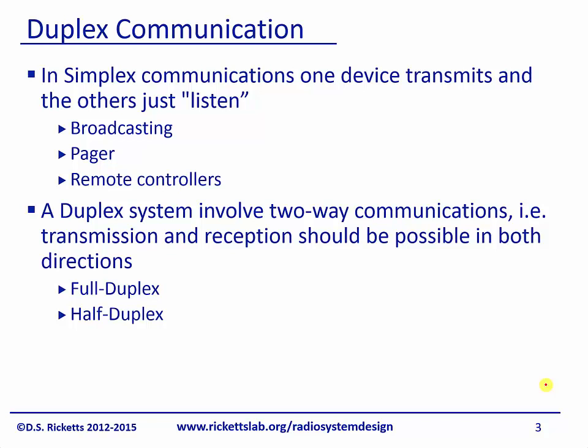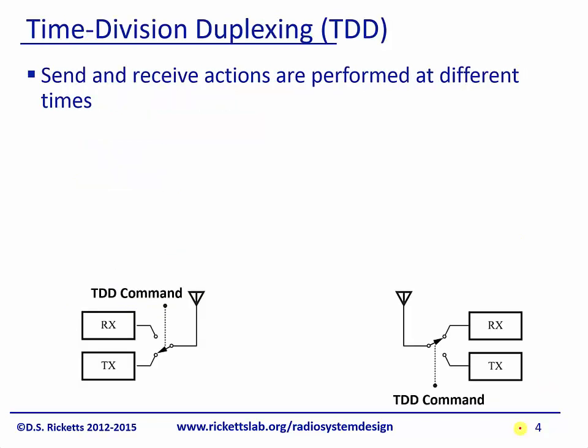You can have full duplex, where both talk back and forth, and half duplex, where maybe one can only partially do communication. So in time division duplexing, we're going to send and receive at different times. The basic idea is, let's assume we have here the transmitter and here the receiver.